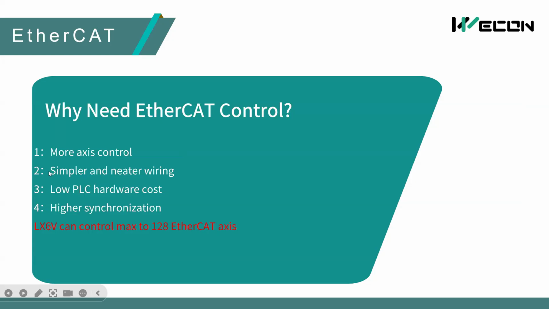Also, for the wiring, we don't need to connect pulse direction signals from the PLC to the driver, so the wiring is simpler and neater. And the last one, because all our axes are controlled through every EtherCAT communication cycle, EtherCAT control will have higher synchronization. So these are some advantages, I think, of why we need EtherCAT control.